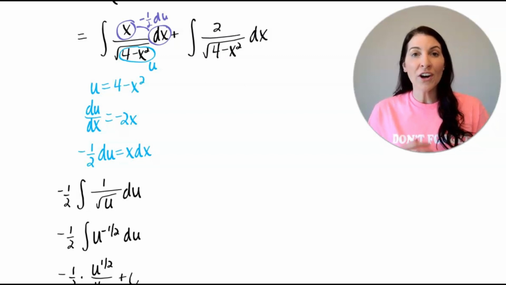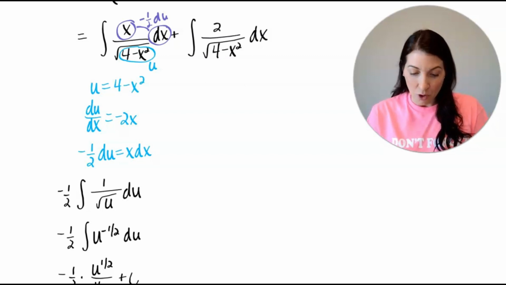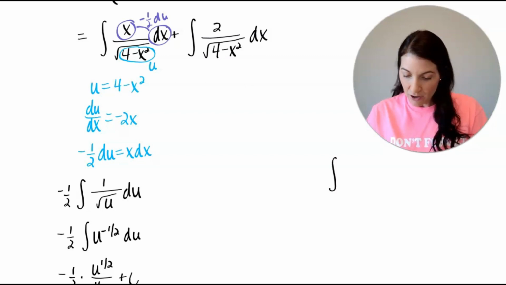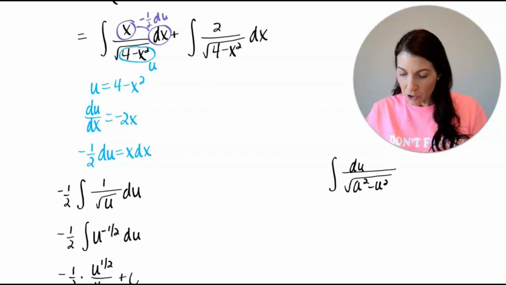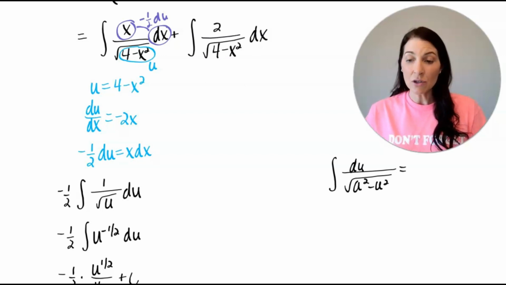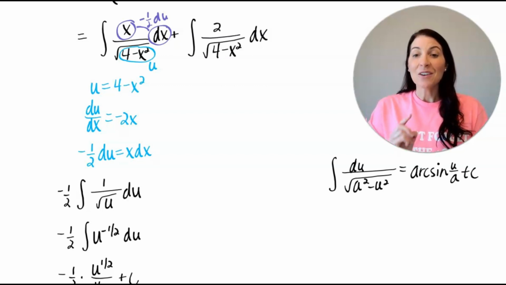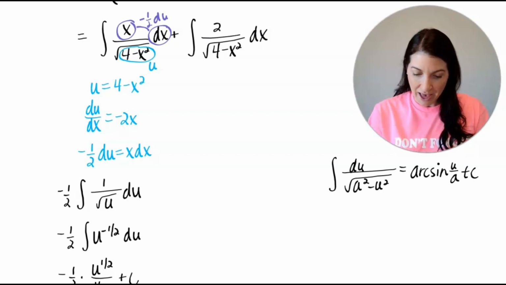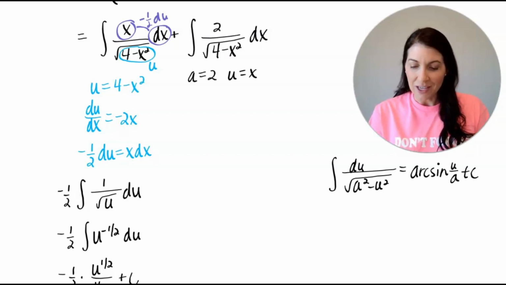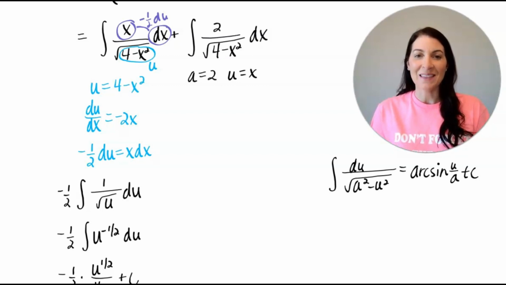So to go over that arc-sine rule, if we are able to write our integral as du divided by the square root of a squared minus u squared, then the integral would produce arc-sine of u over a plus c. And we can write it this way if we make our a value equal to 2, and our u value equal to x.